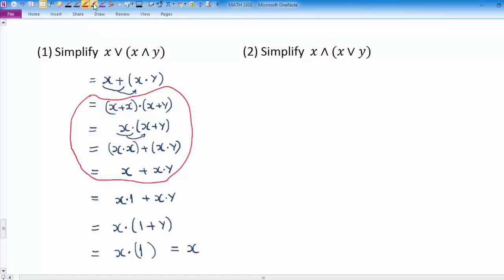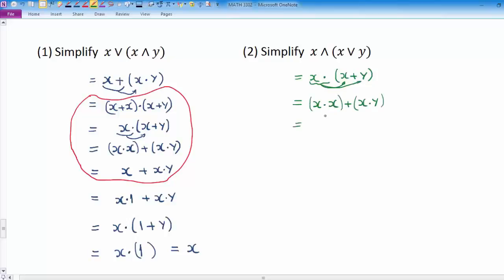Let's do the second example. Here again, I'm going to replace these symbols with the alternative symbols. So this is multiplication, x plus y. Let's go ahead and apply the distributive property here. X times x plus x times y.